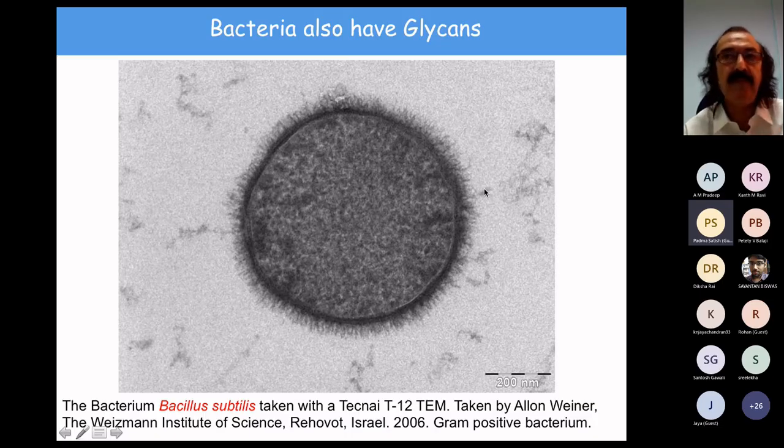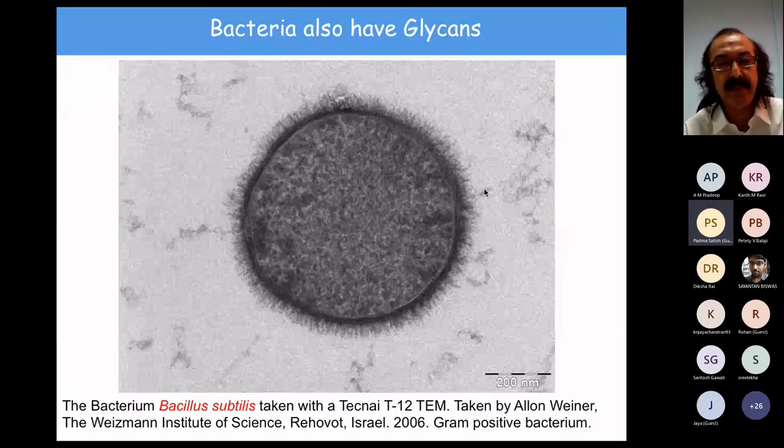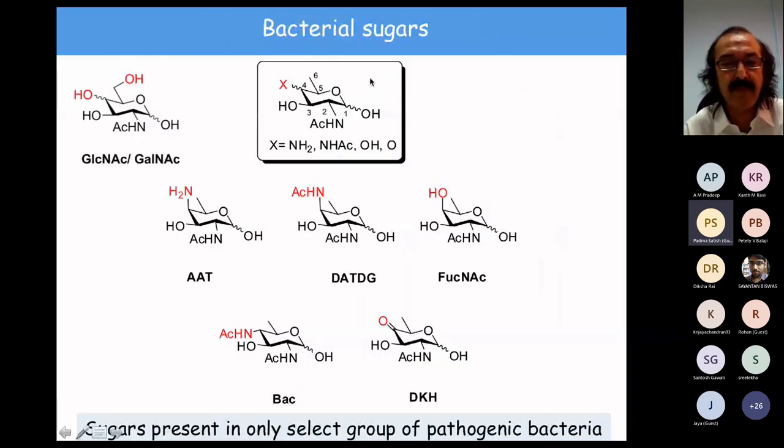While humans need maybe 10 sugars to complete our glycan, bacteria need hundreds of sugars, and there is huge diversity. There is a select group of bacteria which have such deoxyamino sugars. If you compare with GlcNAc and GalNAc, the normal sugars, these bacterial sugars lack this oxygen here, and they also modify this particular position.